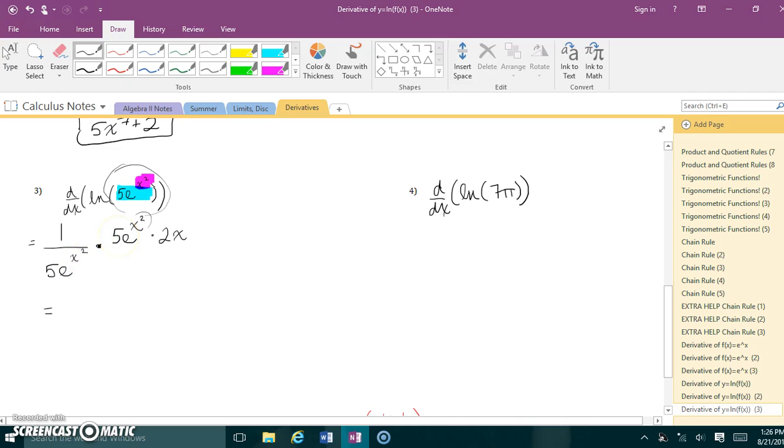Notice we have some canceling here. I have 5e to the x squared on the bottom and 5e to the x squared on top. So all I have left is 1 times 2x. So that derivative simplifies a lot.